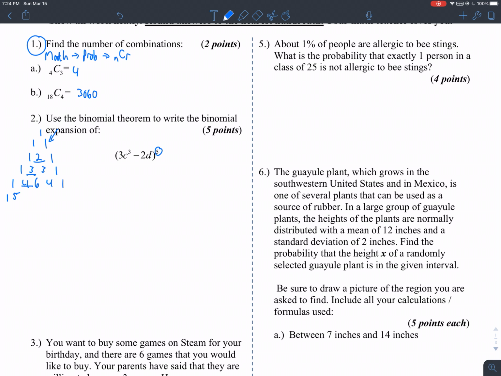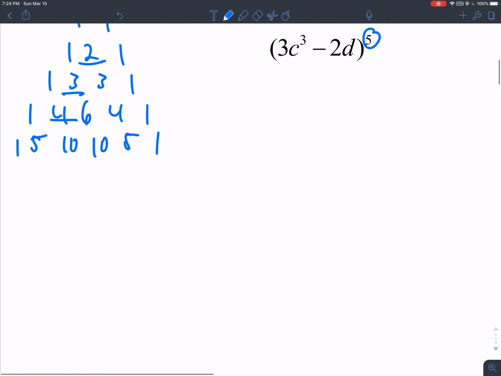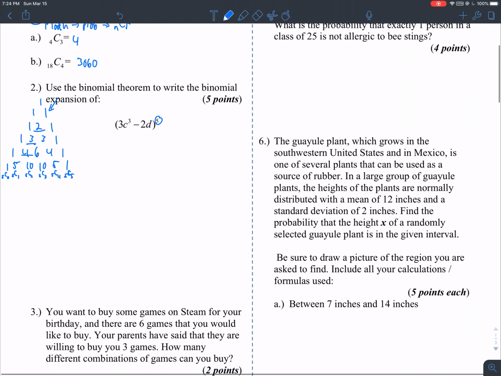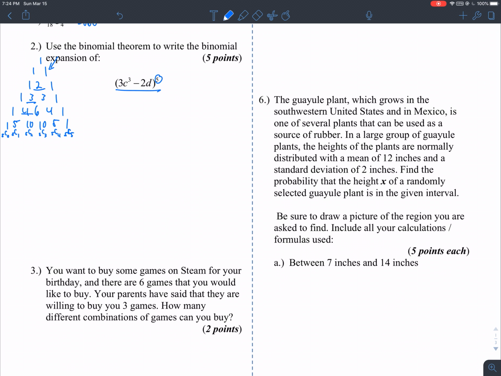So I go to 1, 5, 10, 10, 5, 1, and this is the 5th row, so I know that this number here represents 5 choose 0, this number represents 5 choose 1, 5 choose 2, 5 choose 3, 5 choose 4, and 5 choose 5, which those are the numbers that I need, the binomial coefficients I need for my binomial expansion of this binomial.